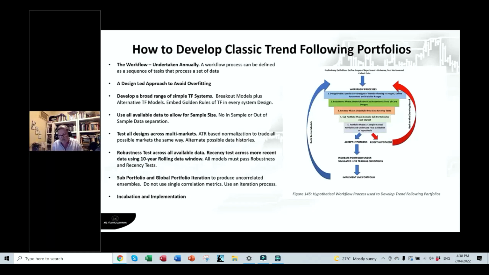Now, what you want to do is test what we call the adaptive qualities of these systems. In other words, how have they performed over the last 10 years? We not only want ones that are robust, we also want them to reflect a degree of adaptation to more recent trends, because we do recognise that with these complex adaptive markets, the nature of trends does change over the course of time, and therefore we adopt what we refer to as a recency test in our workflow process. And at the end of this entire automated process, that's how we develop our portfolios.